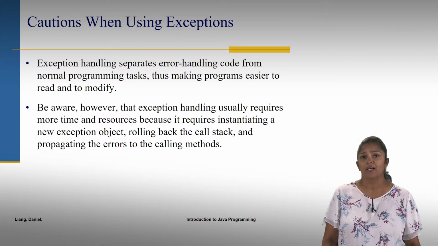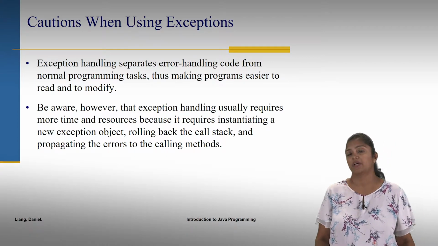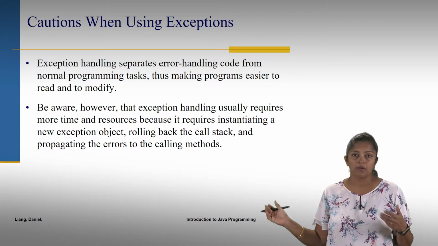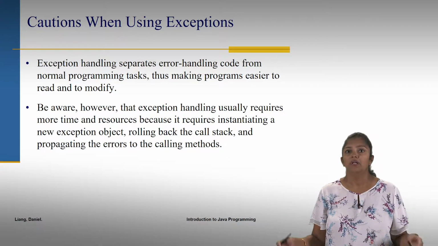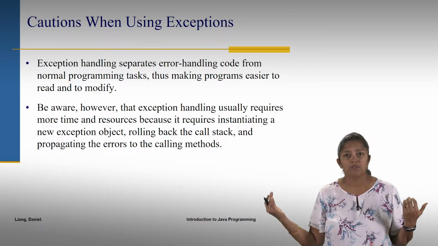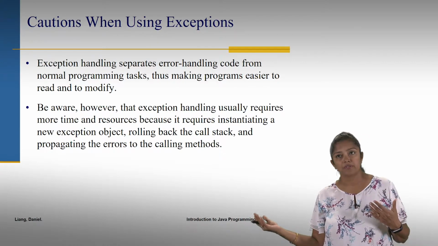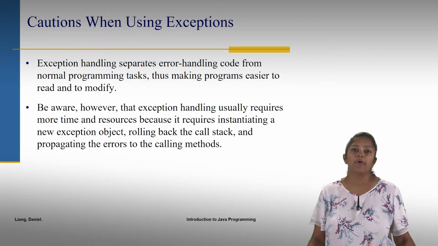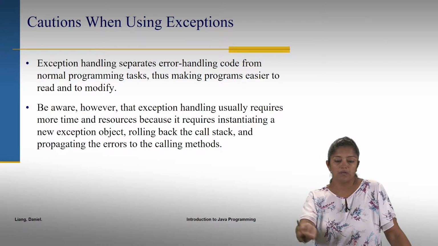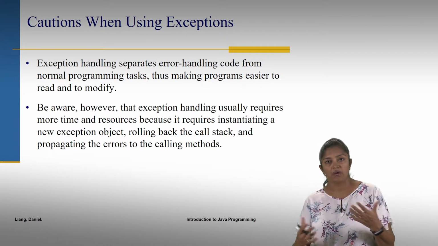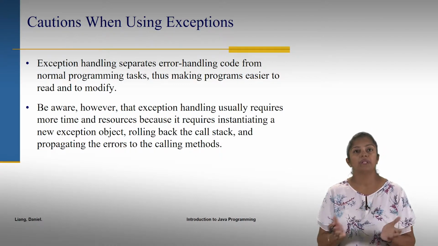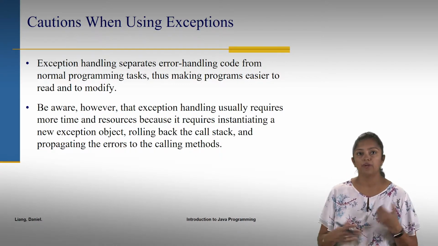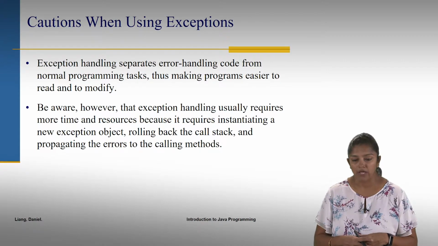For simple things like checking if an object is null, it's just easier to add an if statement and check if that object is not equal to null, then go ahead with the processing. Similarly, division by 0, that's a simple check. Just check if the number is not equal to 0, and only if that holds, then perform the division. There's no need to create a new exception object and go through all of this process for those simple things. But it can be very useful for other more complicated tasks.